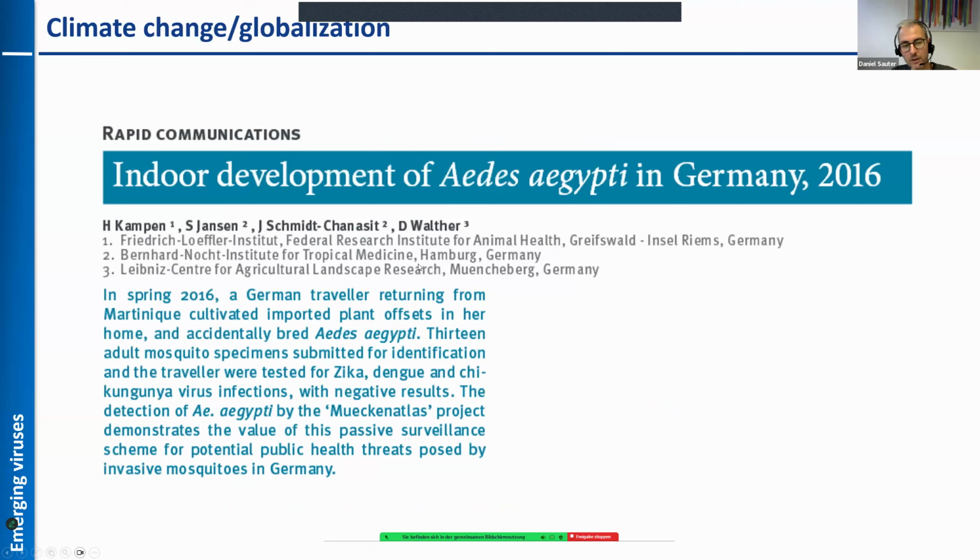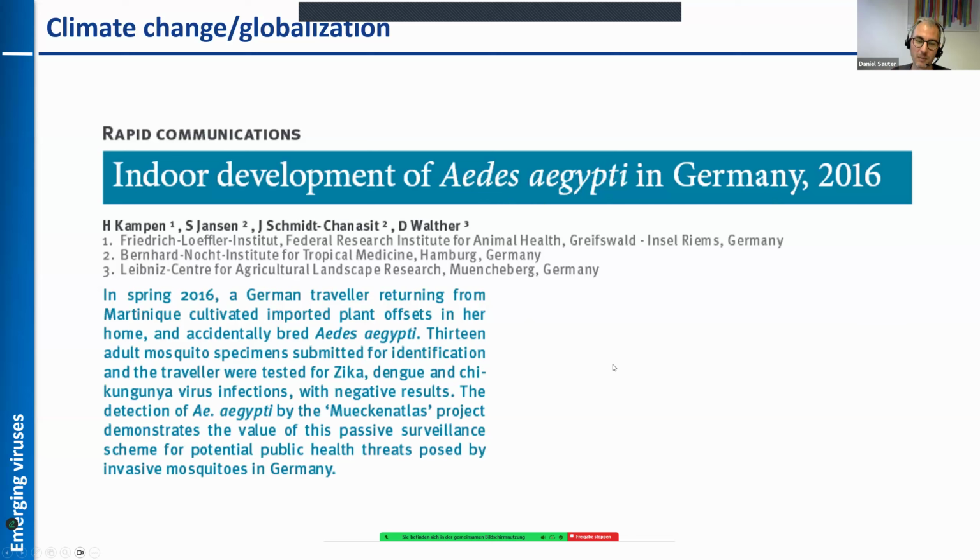Everyone was very alarmed and went there, set up traps, and tried to see whether there are actually more Aedes aegypti in that area. But in the end, it turned out that the person who sent these mosquitoes in had been traveling to Mauritius and visiting relatives there. When she returned to Germany, she took some plant cuttings with her and put them in a glass of water. Somehow these plant cuttings contained mosquito eggs. So essentially, she was importing eggs of Aedes aegypti and breeding them in her home. They hatched, and that's why they ended up in Germany.